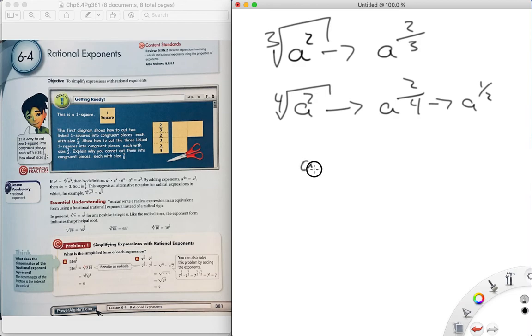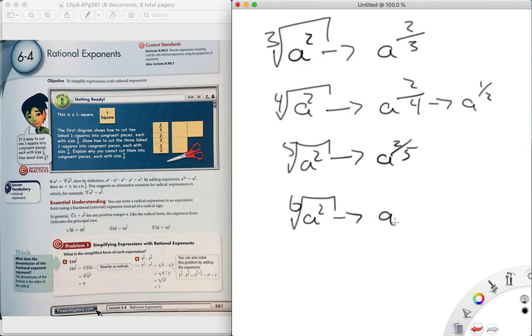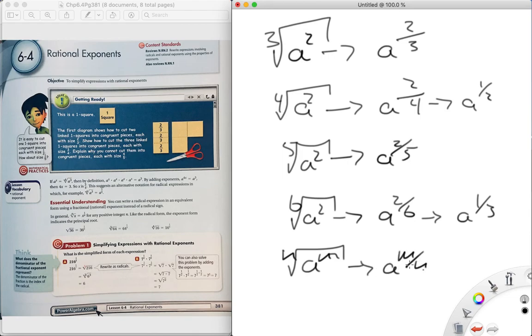We had a squared to the 5th root. So it would be a squared to the 5th power. You had a squared to the 6th root. It would be a to the 2/6, which could be the cube root, and so on and so forth. So we have a to the m, a to the n. That would be a to the m over n.